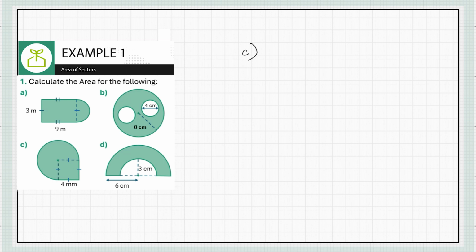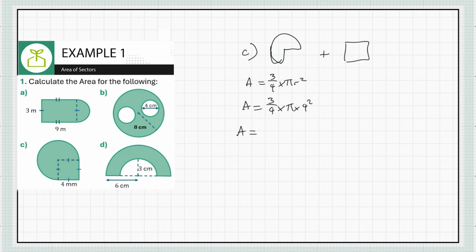For C, what we effectively have is 3/4 of a circle, and I know that's a wonderful drawing, and we're adding on a full square. So the area for the 3/4 of a circle is just going to be 3 over 4 multiplied by pi r squared, and that's just going to be 3 over 4 multiplied by pi multiplied by 4 squared. And then for our square, we have 4 by 4, so the area is going to be equal to 4 times 4, which is just equal to 16 millimeters squared. So all we have to do is work out this and then add on that 16 millimeters squared.